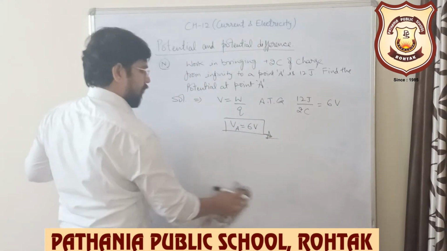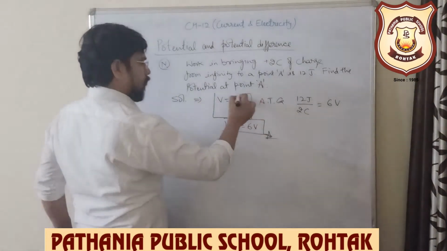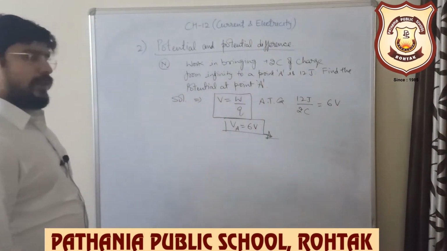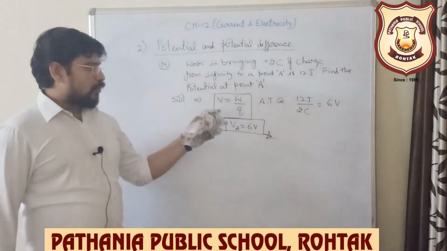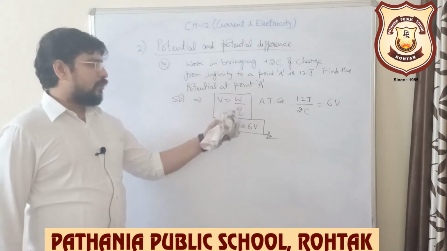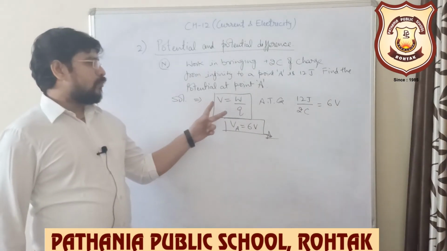Okay. So you can use this formula V is equal to W by Q for not only calculating V. It is not necessary that W by Q is only used to calculate V. Out of these three variables V, W and Q, any two variables can be given. You can have any two variables.